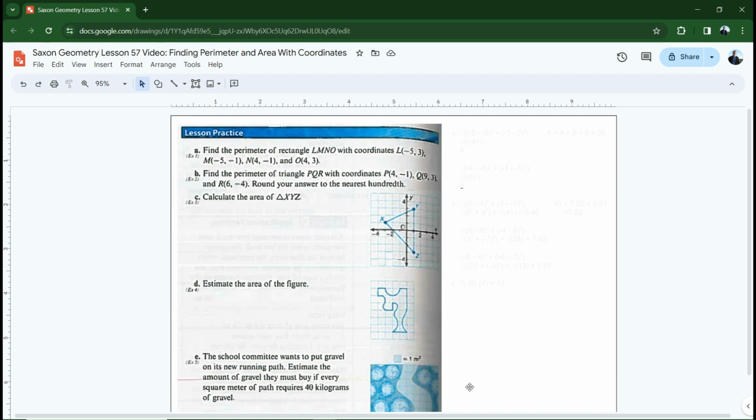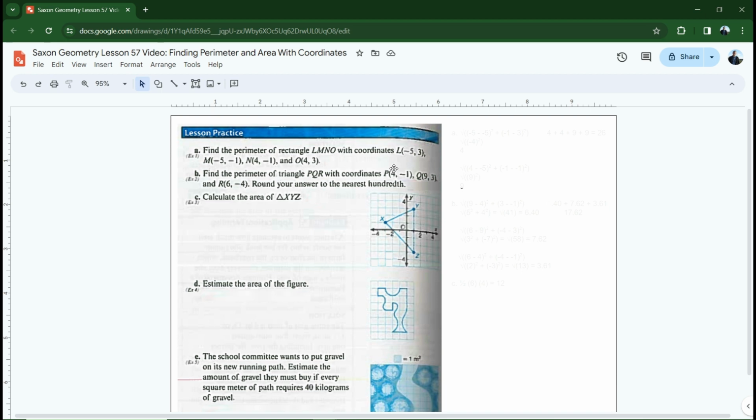Letter A is one that has a shortcut way to do it. It says find the perimeter of a rectangle LMNO with coordinates L at negative 5, 3, M at negative 5, negative 1, N at 4, negative 1, and O at 4, 3. Now, here's what I notice about this. If it's a rectangle, you know that it has opposite sides congruent and opposite sides parallel. I don't know if the parallel thing is really going to matter.